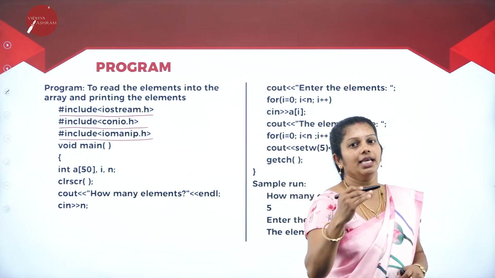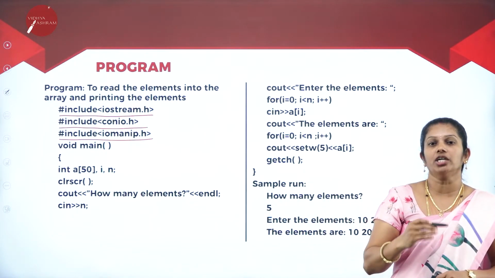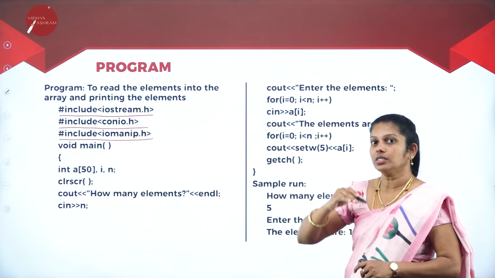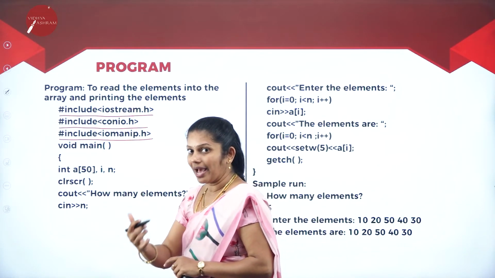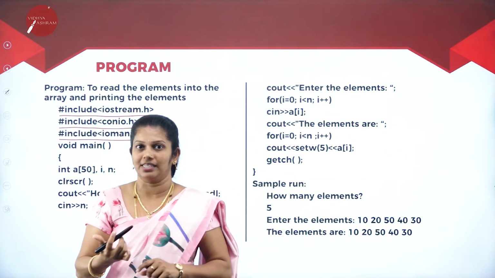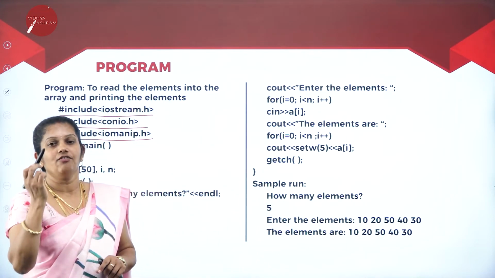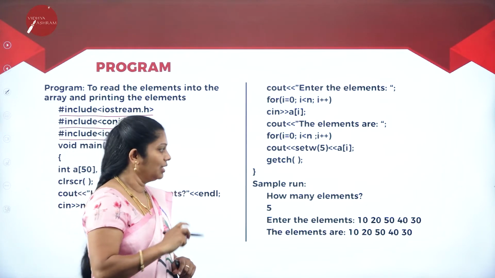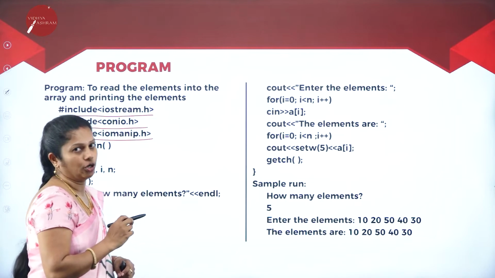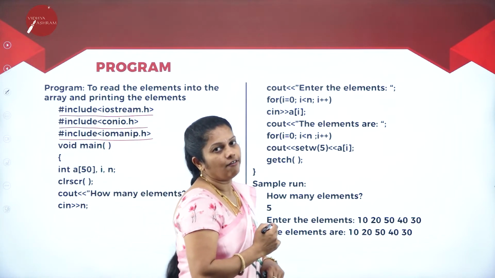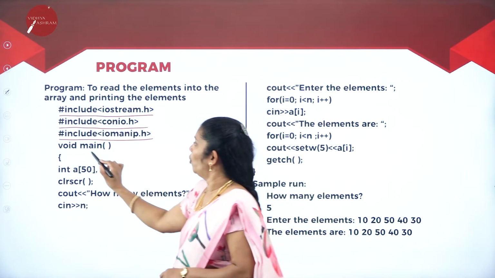The iomanip.h header file is used to manipulate your output result. Because when you want to display the result, especially when displaying the array, we need some spaces in between. For that sake, we are using the setw function. For that, the supporting header file is iomanip.h. Then as usual, we start with the main program, void main.